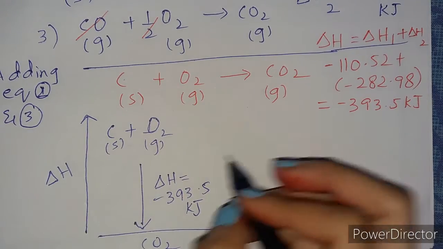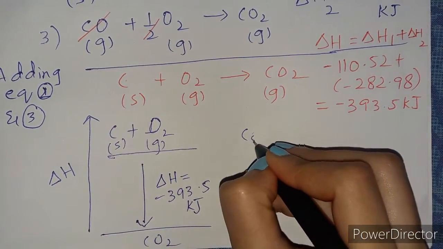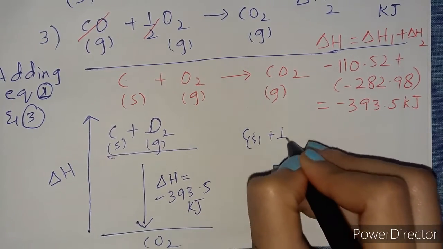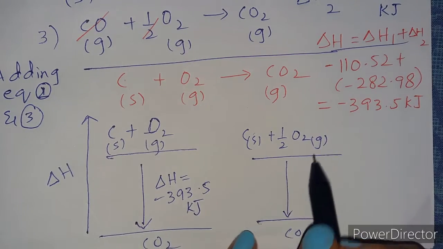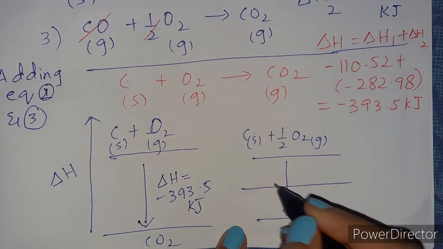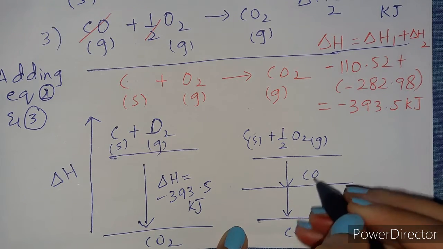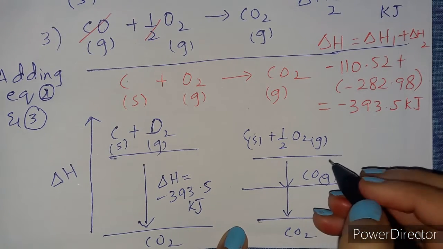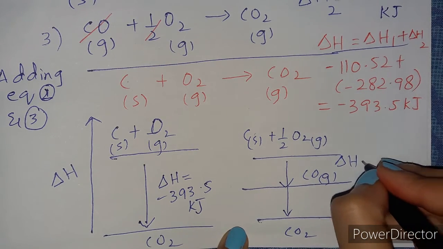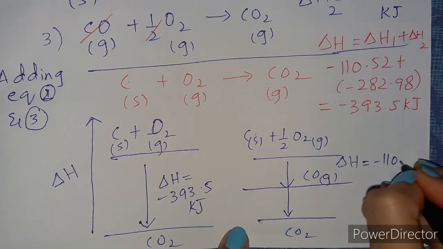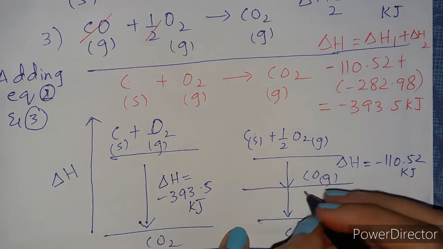Then second reaction is, you can draw a line here also, carbon in the form of solid plus half of O2 gas. This gives us carbon monoxide, CO, which is also a gas, and its enthalpy value is minus 110.52 kilojoule.